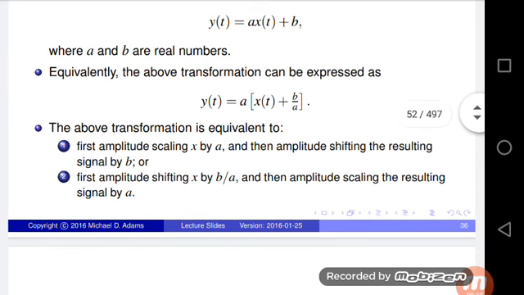In this we are seeing two different conditions. First, amplitude scaling x by a, and then amplitude shifting the resulting signal by b. That means when we change the a value, the signal will be scaled, and when we change the b value, the signal will be shifted.